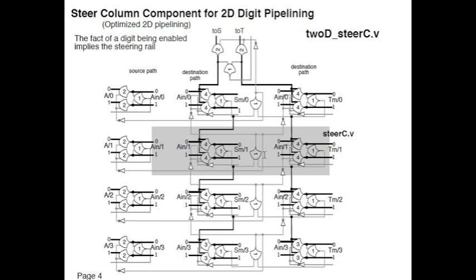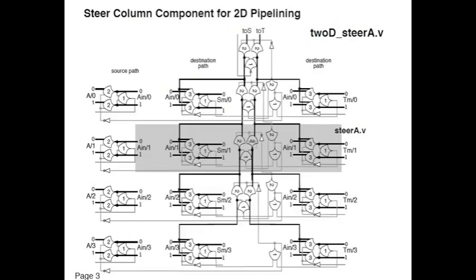So next we optimize the 2D pipeline steering. The first observation we make is that any completeness here means that that digit was steered, it was enabled, right? So we can take this completeness to generate the steer for the next digit, and then we can take that completeness to generate the steer for the next digit. So what's going on here is we're merging the steer pipeline into the digit pipeline, right? If we take this gate and merge it into this link, and this gate and merge it into this link, we're essentially merging the steer flow links into the digit flow links.